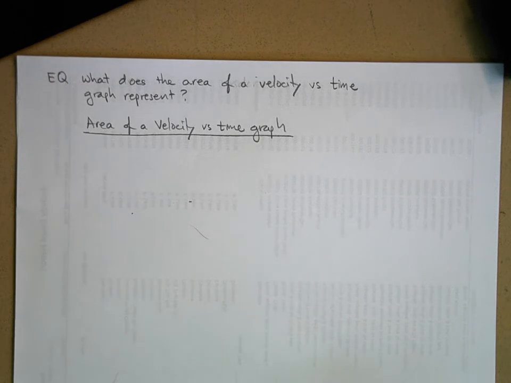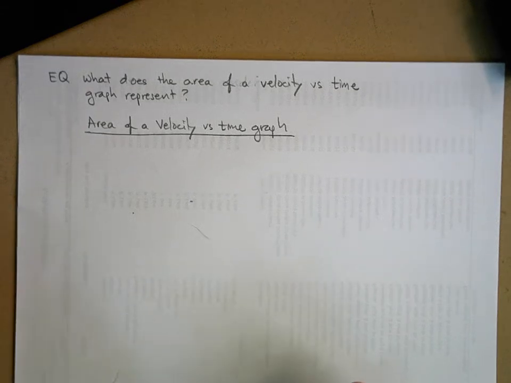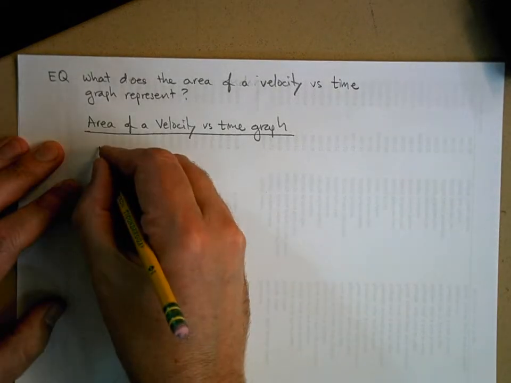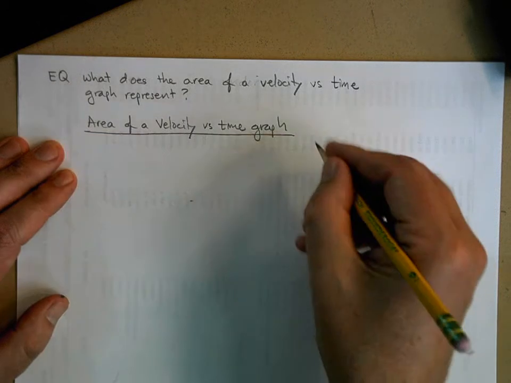What does the area of a velocity versus time graph represent? That's what we're going to understand by the end of this lesson, and it's a very profound idea. We're going to be looking at the area underneath graphs or above graphs, and they actually mean something. So let's get started. I'm going to start off with a position versus time function.